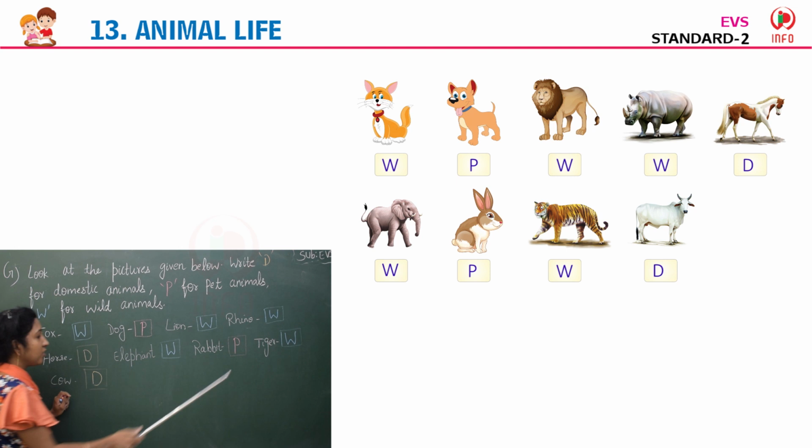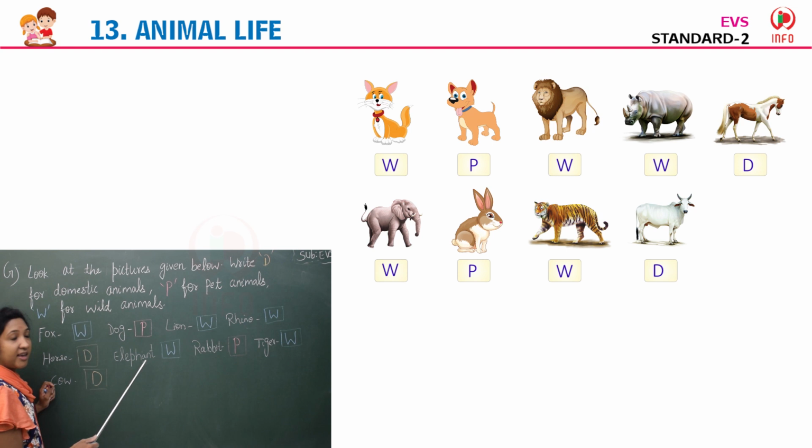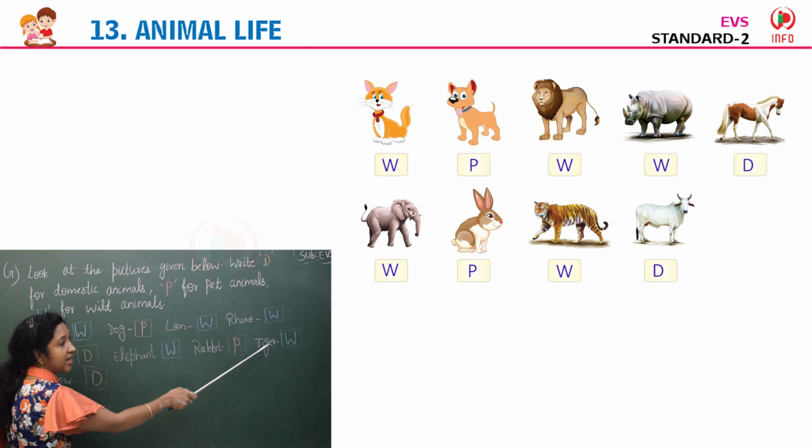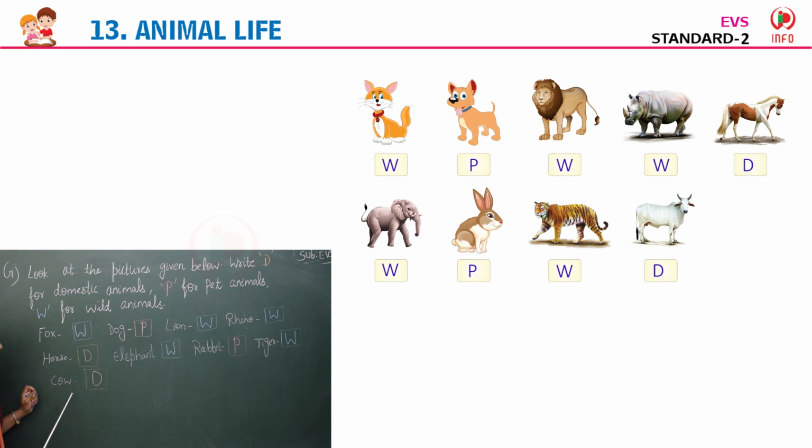Then horse, it's a domestic animal, so write D. Elephant, again wild animal, so write W. Next image is of a rabbit, a pet animal, so write P. Then tiger, again a wild animal, so write W in the square box. Last image is of a cow, a useful animal, it's a domestic animal, so write D in the square box. Okay.